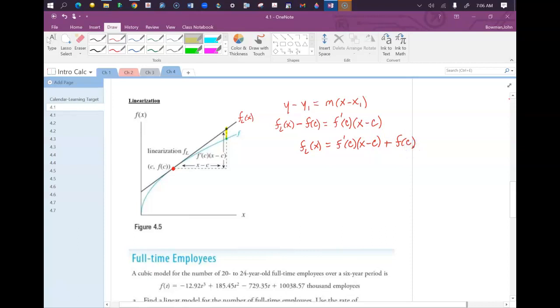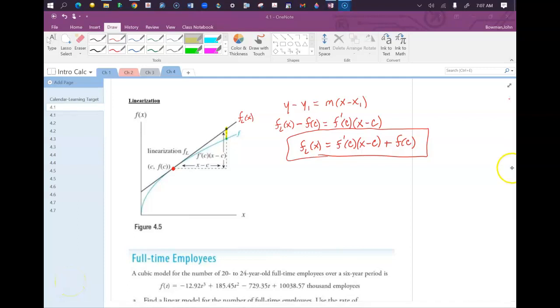Notice that c goes in there in several locations. It's the x-coordinate of the point of tangency. It's where we're evaluating the function, and that gives our y-coordinate of the point of tangency. And f prime of c is the derivative at that point of tangency, which gives us our slope. So there's the general form for the linearization at a point of tangency.